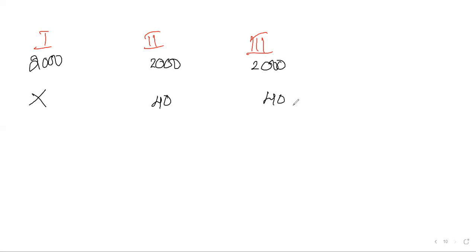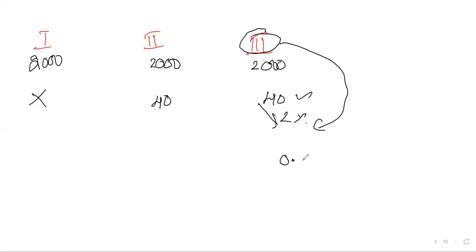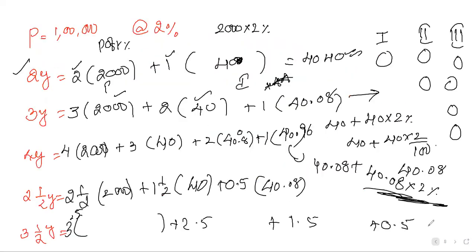It's only for the second year. But then you have which year? The third year, isn't it? Again 40 of 2% is 0.08. Now add all the things, again you will get the same answer. So this is 3 years compound interest in a table manner, and compound interest for n number of years you can take like this.